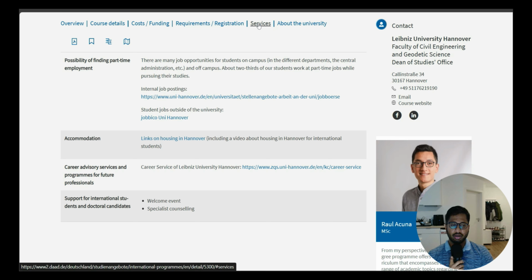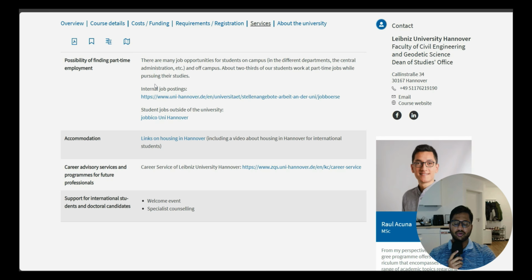Then if you don't find anything in the technical field, you can also work in non-technical jobs, for example in restaurants or any other non-technical jobs. There will also always be internal job postings where you can find HiWi positions, and there are also student jobs outside on the university portal, which is Job Eco Uni Hannover. You can also find them there.